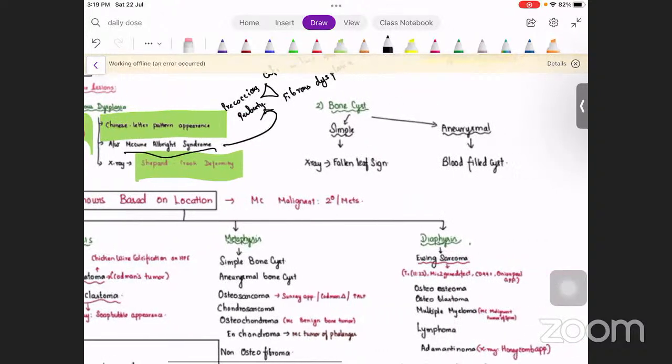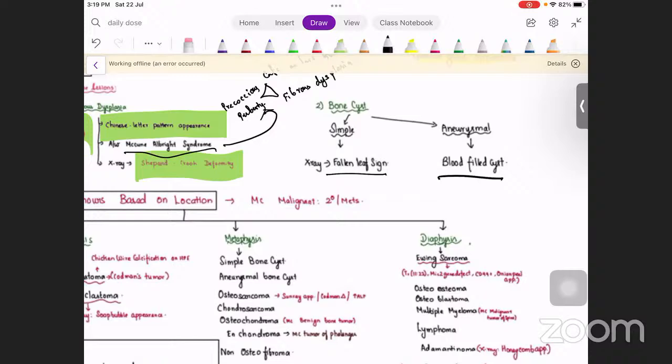Next is a bone cyst, simple and aneurysmal. Simple bone cyst, you may see the fallen leaf sign. And for aneurysmal bone cyst, you may see the blood-filled cyst. While in the simple cyst, you may see the fallen leaf sign. So we have talked about the two important lesions of your bone tumors.